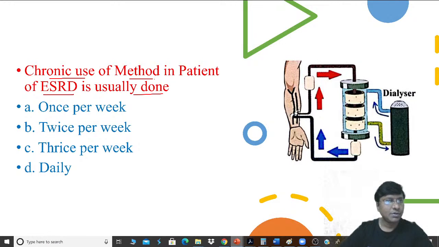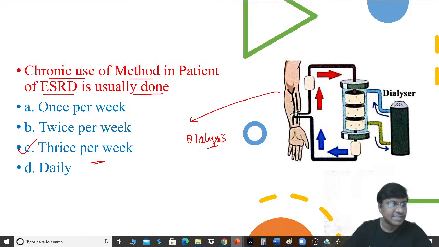So chronic use of the method in patients of end-stage renal disease is usually done. What is this being done? This is your dialysis. So how frequently is dialysis done in patients with chronic renal failure? It is thrice per week. It is not twice per week, Avinash. It is thrice per week. So thrice per week is being done in case of end-stage renal disease.